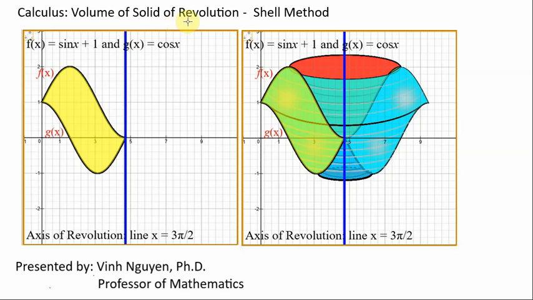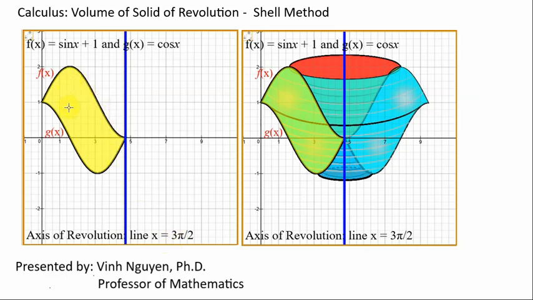This video is on solid revolution, volume of solid revolution, and the shell method. And here I have this yellow region right here. It's bounded above by the graph of sine of x plus 1. It's bounded below by the graph of cosine of x. And this is the line x equal to 3 pi over 2.